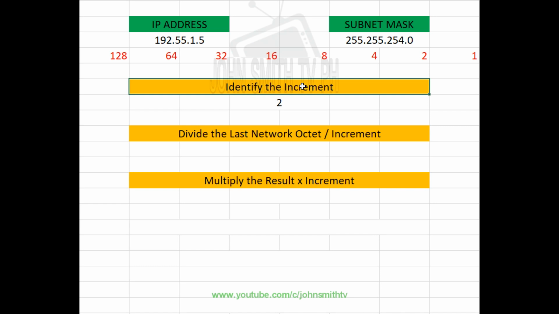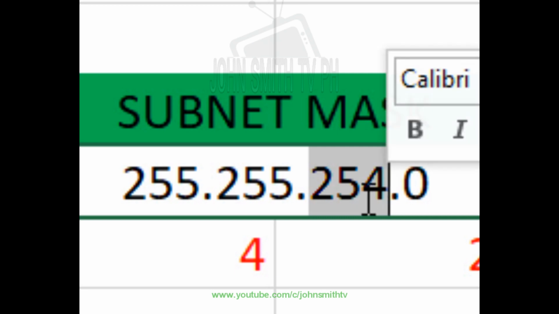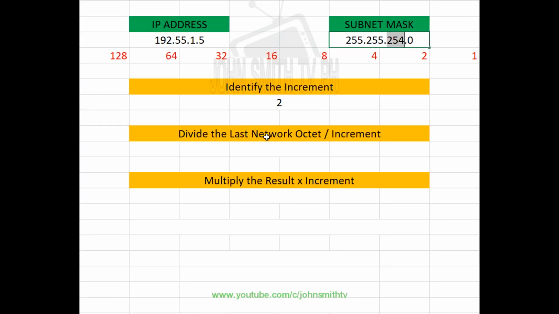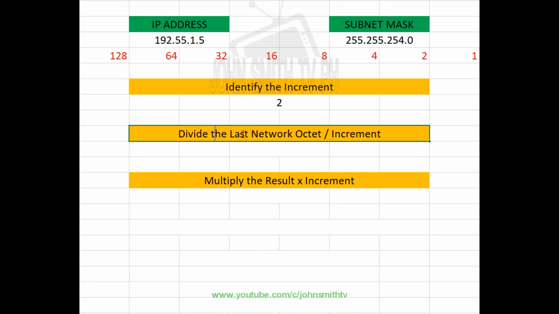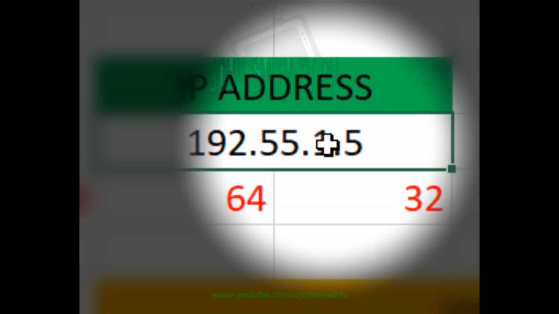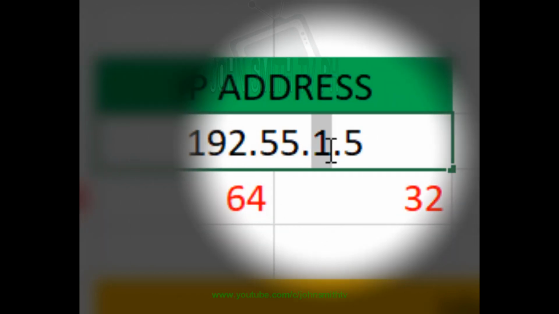Now after getting the increment, don't forget kung saan tayong octet nanghiram or nagnakaw ng host bits natin. Ngayon tayo ay nanghiram or nagnakaw sa third octet. So para sa second step, divide the last network octet to the increment. Ngayon, ano yung last network octet? Ang palatandaan dyan is yung octet kung saan ka nanghiram or nagnakaw ng host portion mo. Tayo ay nanghiram or nagnakaw sa third octet. Ngayon, sa IP address natin, focus lang tayo sa third octet. Ignore na natin yung iba, which is this one, and yung nasa dulo. So, focus ka lang sa third octet.